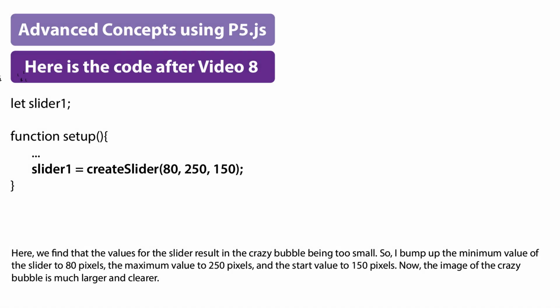Okay, so here we see the minimum is 80 pixels, the maximum is 250 pixels, and the start value is 150 pixels. So now the image of the Crazy Bubble will be a lot larger than it was before. And it will be clearer and it will look really good. And that's it for now.